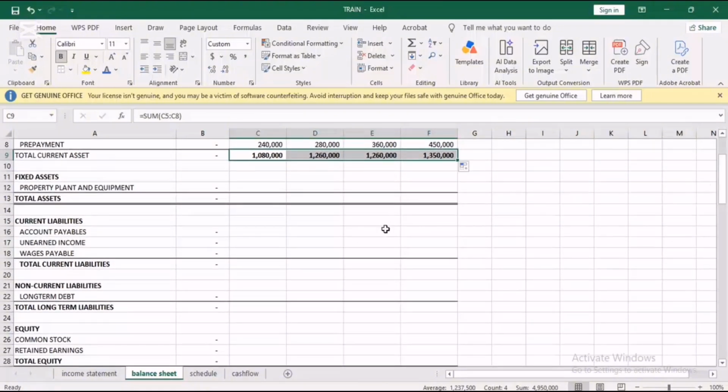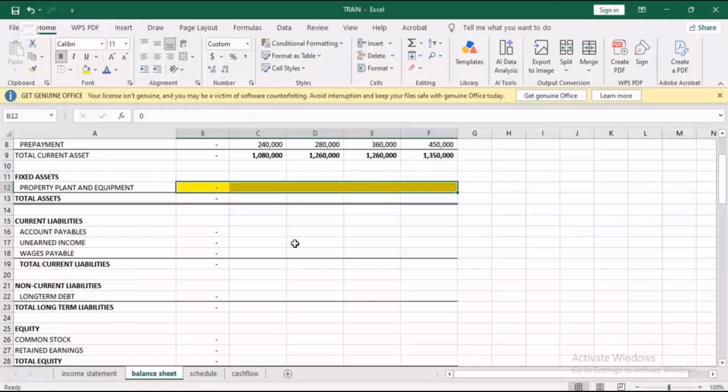Then the next one here is our property, plant and equipment. So basically we have to buy assets. A business operates with assets, most times fixed assets. So how do we do this? We're still going to make a forecast for it, but for now let's highlight and return later. So we move on to the next. So what do we have here?